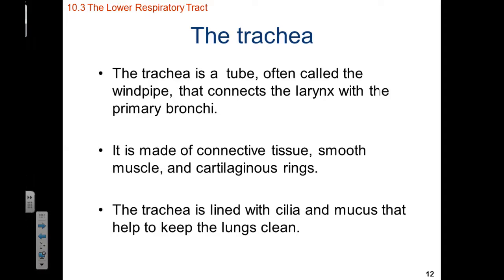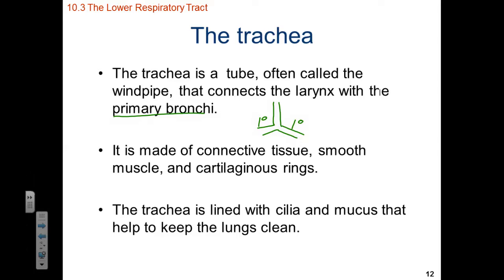Let's first talk about the trachea itself. The trachea, or the windpipe, as it's often called, is going to connect the larynx with the primary bronchi. These primary bronchi are the first branch points. So we are going to have the trachea, and then the trachea branches to the left and right lungs. And then these first two branches to the left and right lungs are referred to as primary bronchi because of their very first branches.